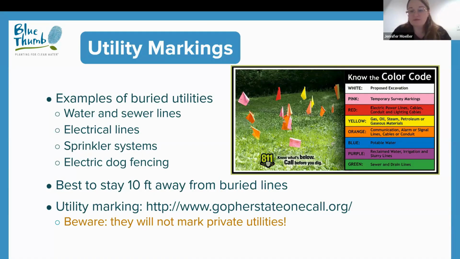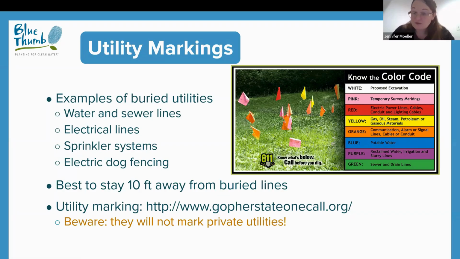So, okay, I'll back up. When you're doing your project, start with your white flags. That's where you tell the utility marking company where your new project is going to go. When they come out, they're going to mark exactly what's in your site. The ones you really want to watch for are the red, the yellow, and the orange, because you typically will see those impacting what your project might be.